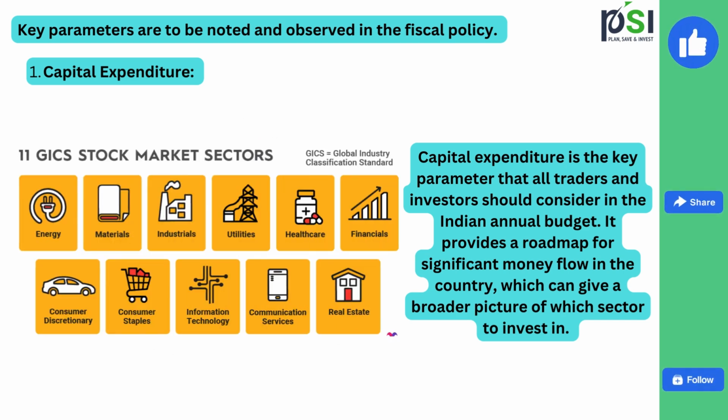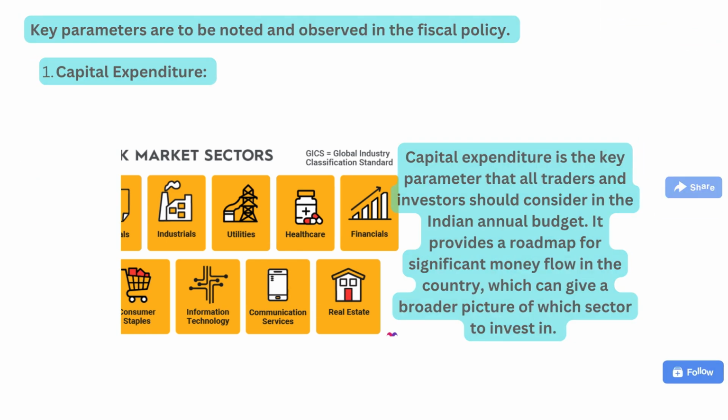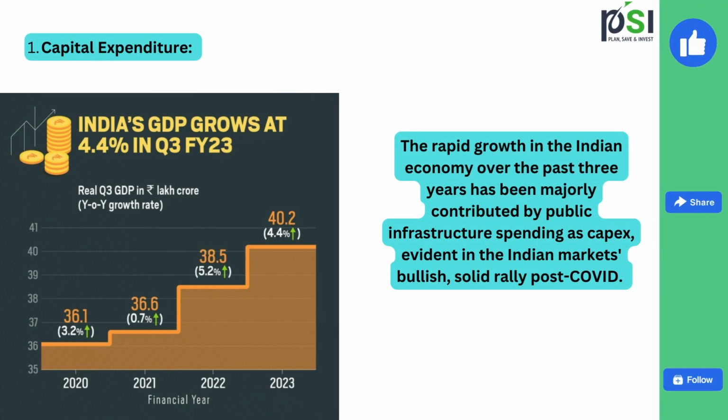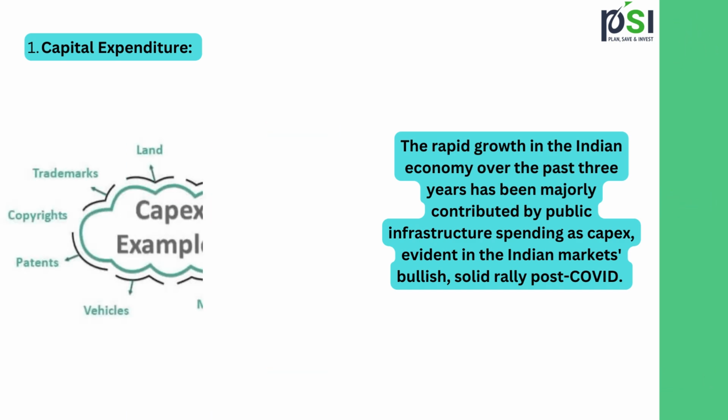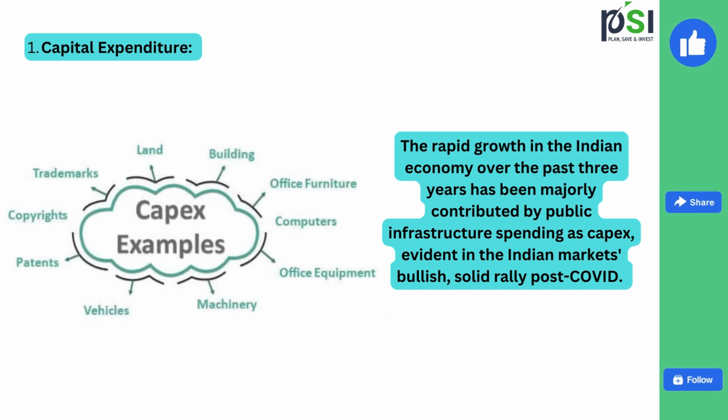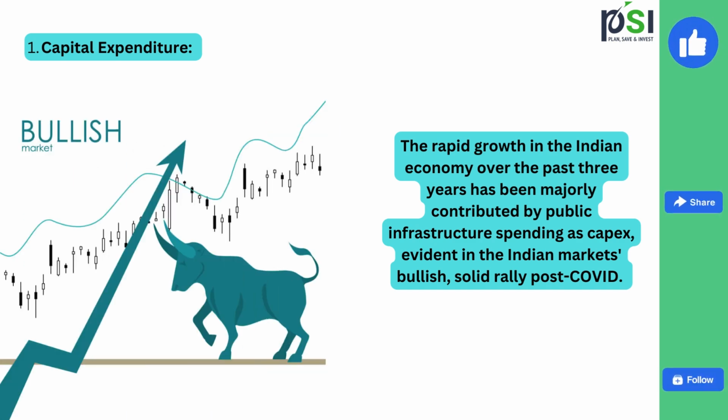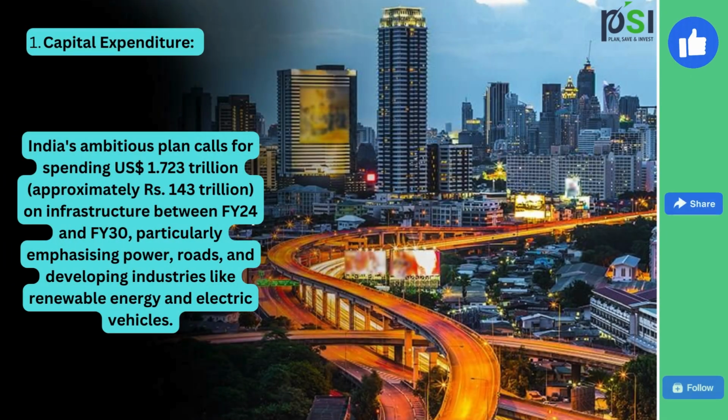It provides a roadmap for significant money flow in the country, which can give a broader picture of which sector to invest in. For instance, the rapid growth in the Indian economy over the past 3 years has been majorly contributed by public infrastructure spending as capex. This is evident in the Indian markets being bullish post-COVID. Now, India's plan calls for spending approximately $1.723 trillion. This is approximately 143 lakh crores.